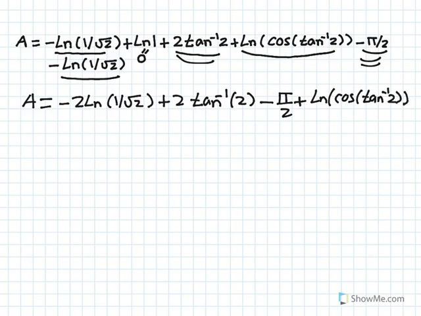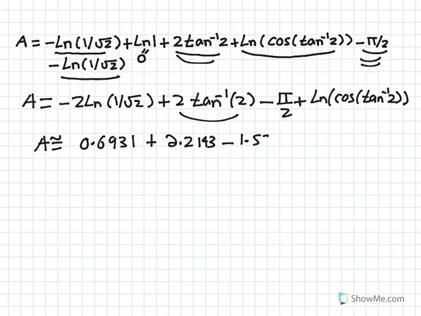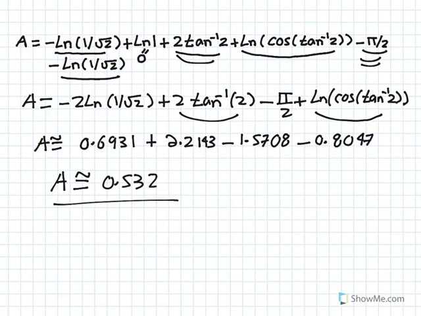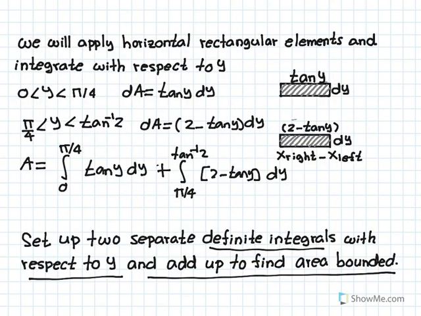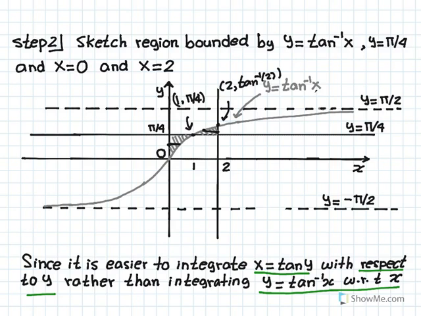All right, so a calculated answer would be area is equal to approximately 0.6931, carrying 4 decimal digits for accuracy, plus this works out to 2.2143. Pi over 2 works out to 1.5708. And log of cosine of arctangent of 2 works out to minus 0.8047. If we add and subtract all of those, we'll get area is equal to 0.532. This is the shaded area in the last page here. So that's the shaded area. All right, thank you.